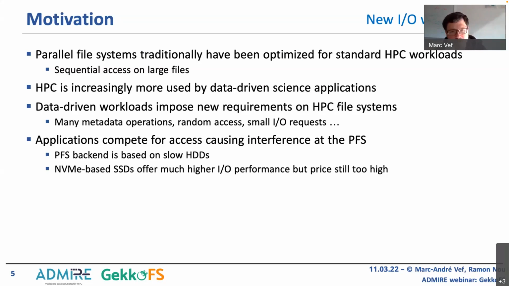But what we have seen in the past years is that in HPC, we have new kinds of applications where you suddenly process and analyze huge amounts of data, and we call these data-driven science applications. They have also introduced new access patterns, which the parallel file system cannot work that well with. These include, for instance, a lot of metadata operations, random access, and small I/O requests.